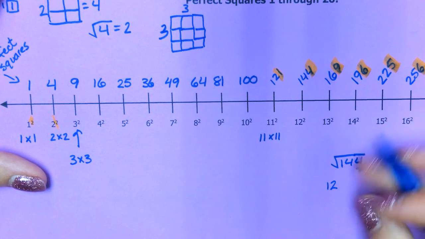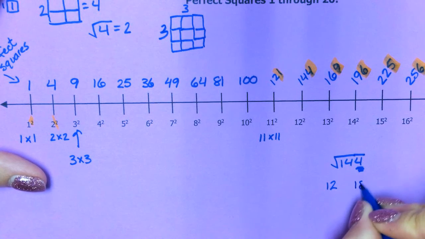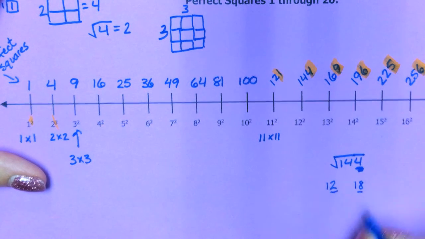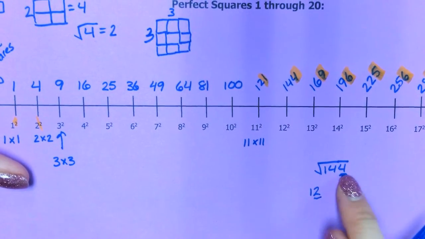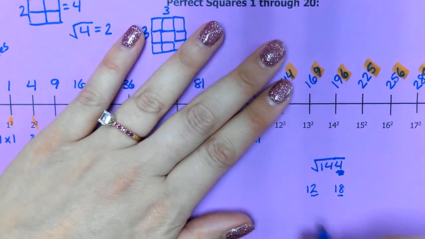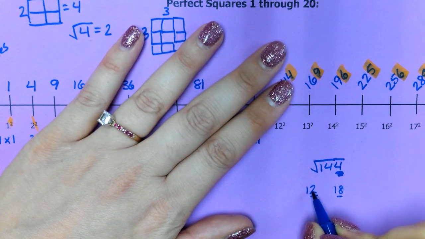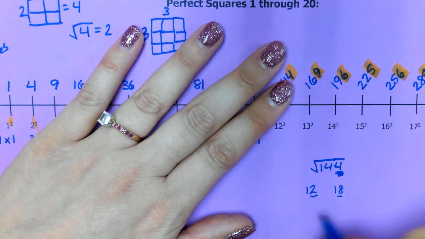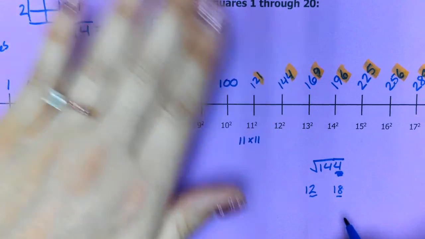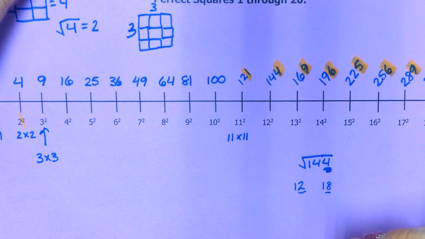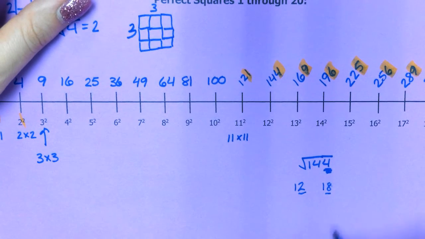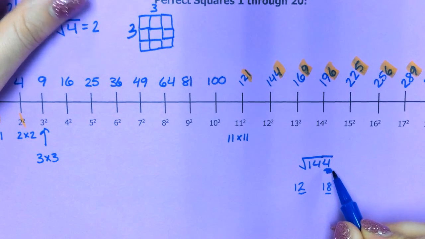There's another 4. So it could be 18, because 2 times 2 or 8 times 8 is going to give me that final digit. Right? Because both of those numbers, if I do 12 times 12, I'm going to end in a 4. If I do 18 times 18, I'm also going to end in a 4. So that's how I get down to 2, by thinking of that last digit.